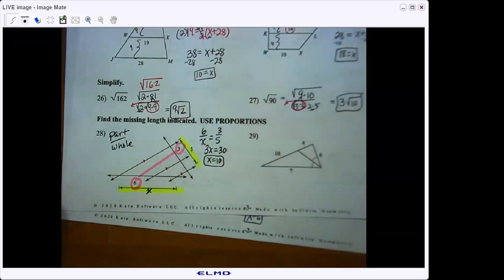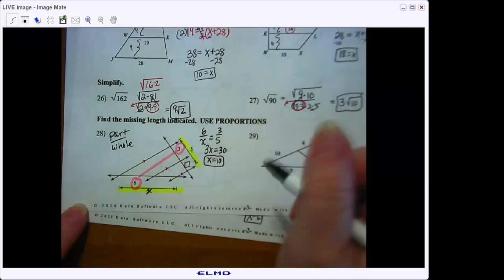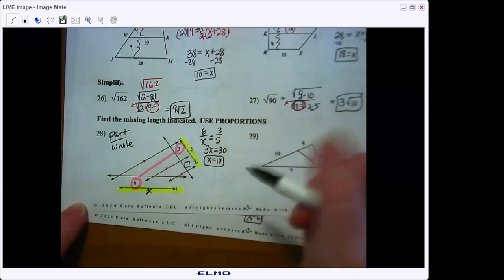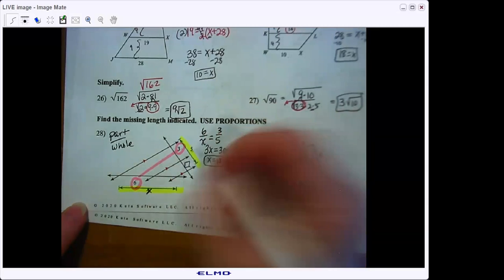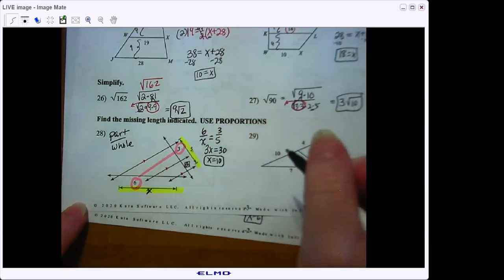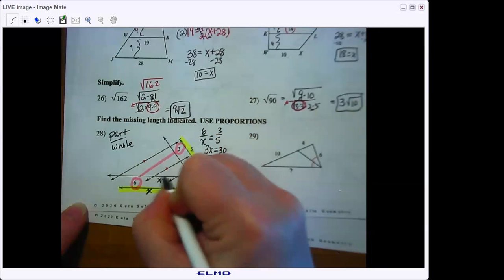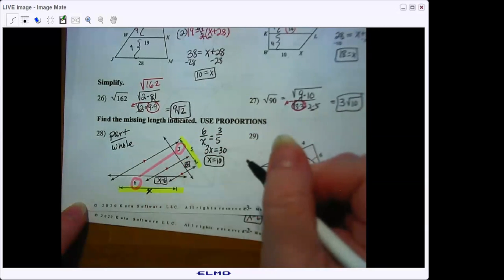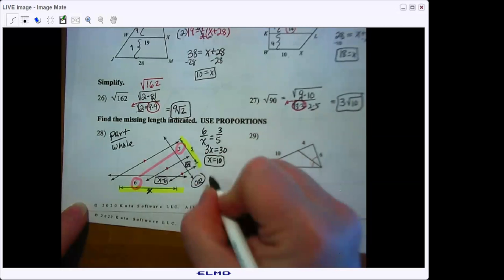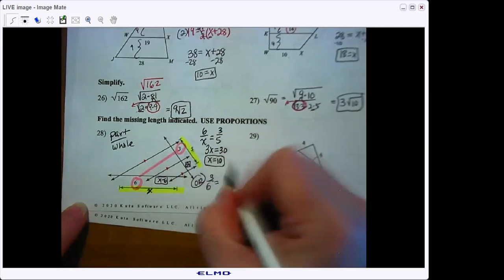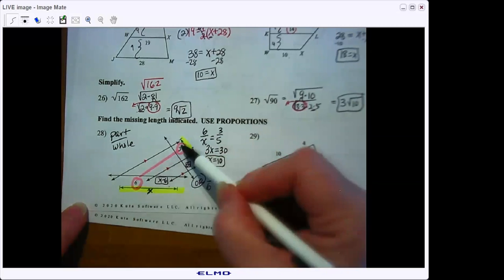Now there is another way you could have done this. We could have found this missing part over here and used part to part. If this is 5 and that's 3, how big is that? 2. Okay, so that would be 2. And this over here, we do the biggest minus the smallest, so x minus 6 would be here. So we could have said 3 is to 6 as 2 is to x minus 6. Or we could have said 6 over x minus 6 equals 3 over 2.